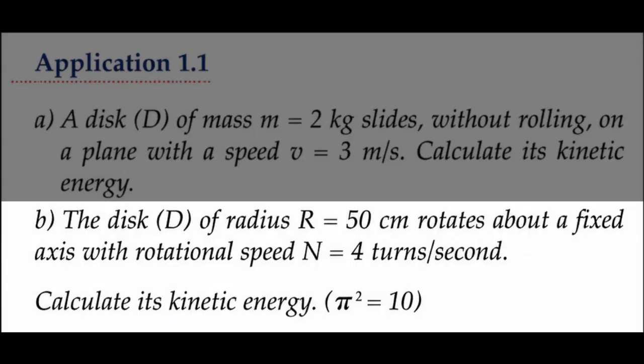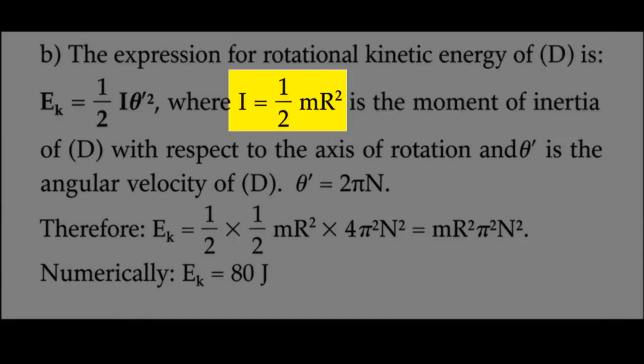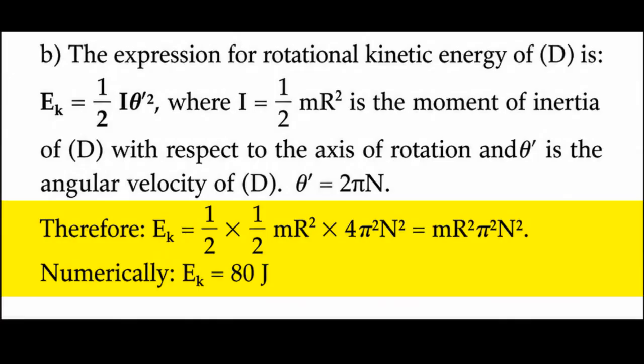B. The disk D of radius r equal to 50 centimeters rotates about a fixed axis with rotational speed n equal to 4 turns per second. In this part of the exercise, we have rotation. Ek of rotation equals half I theta prime squared. In this equation, we have two unknowns, I and theta prime. I equals half m r squared and theta prime equals 2 pi n.